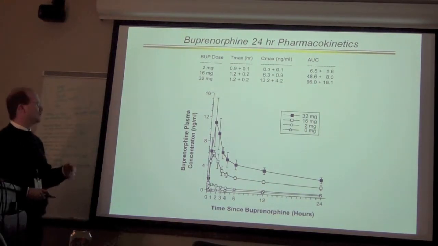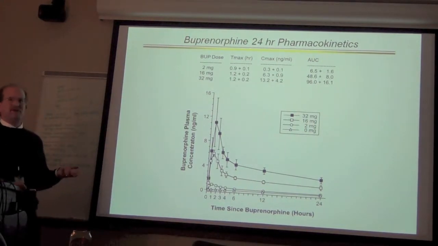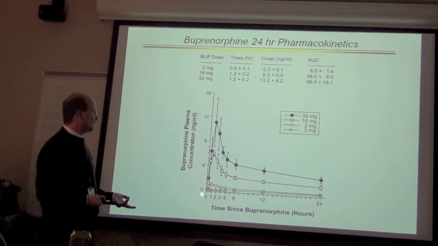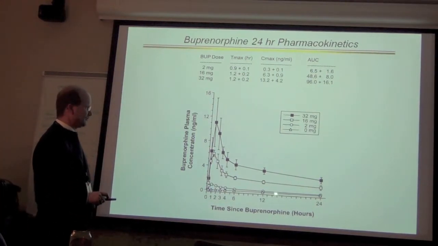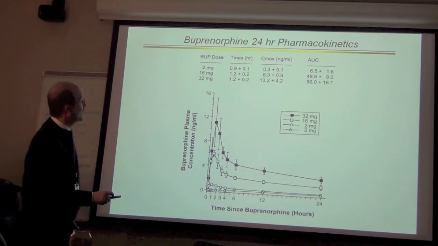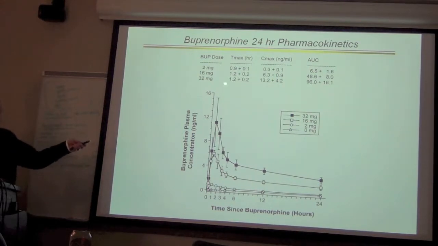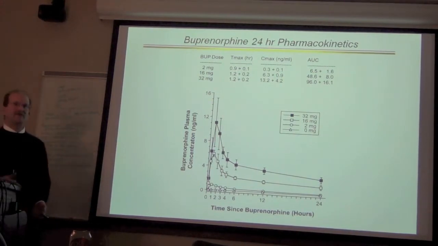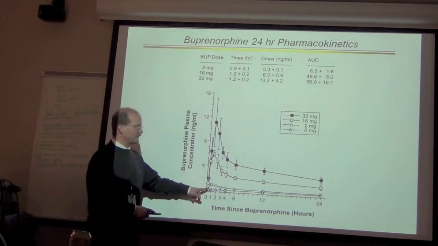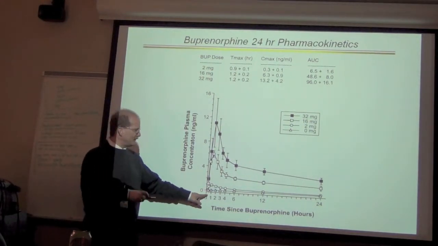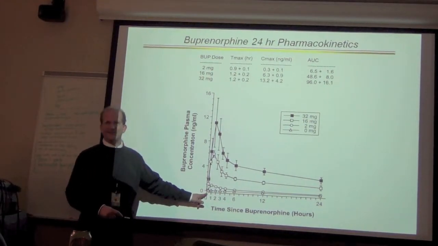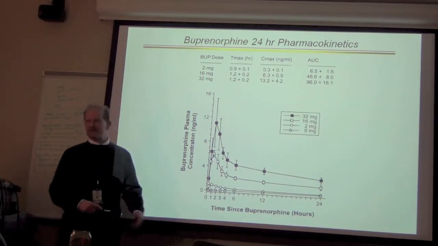Just to show you, not surprisingly, you get dose and time dependent changes in plasma levels. So this is when they were on placebo, no buprenorphine, 2 milligrams, 16 milligrams, and 32 milligrams. Estimates of Tmax, Cmax, and area under the curve are also available. So the Tmax is about an hour after, remember, this is after they're chronically dosed with buprenorphine. So time 0 is 24 hours since the last daily dose.